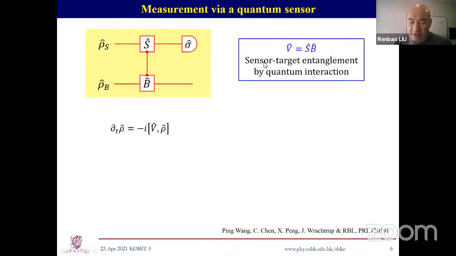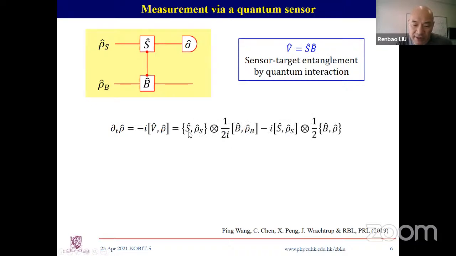Right. So the difference between this sensor-target interaction and nonlinear spectroscopy is that now the perturbation is a quantum object. It's not a classical force. So S itself is an operator, right? If we look at the evolution of the whole system, we still have the density matrix evolving by the commutator between the interaction and the density operator. However, this interaction contains two operators, right? One is the sensor operator, another is the target operator. If we try to separate them, you actually have two terms. One contains the anti-commutator of the sensor operator and the sensor state, times the commutator between the target operator and the target state, right?